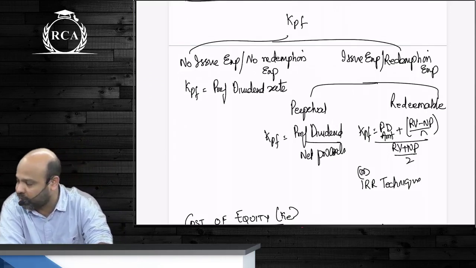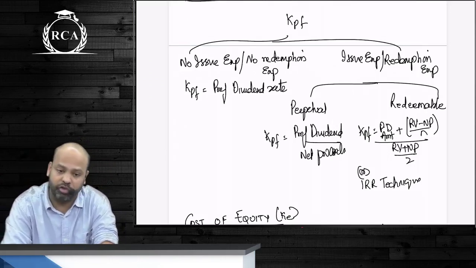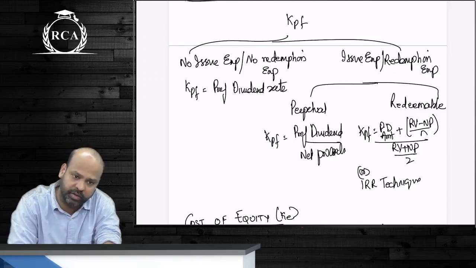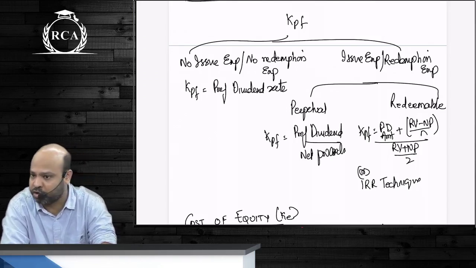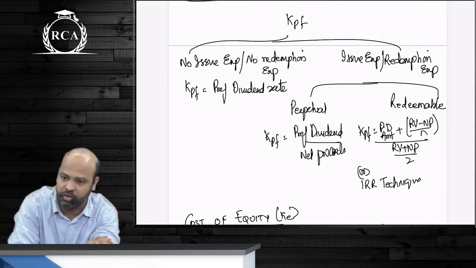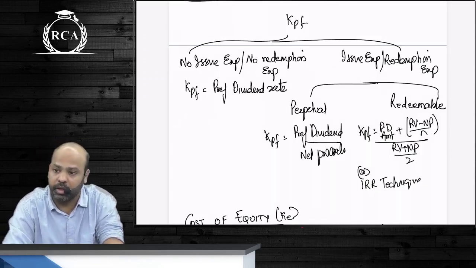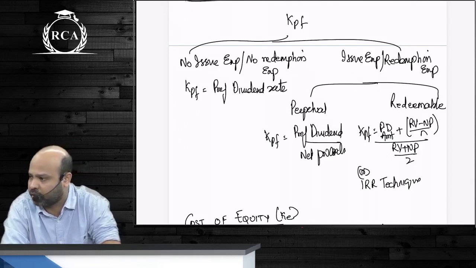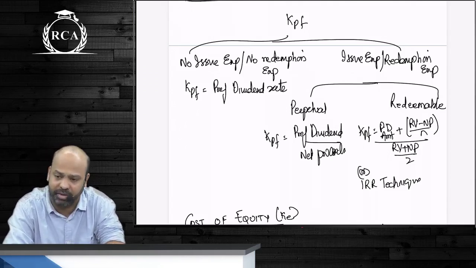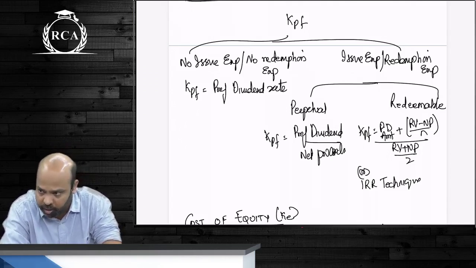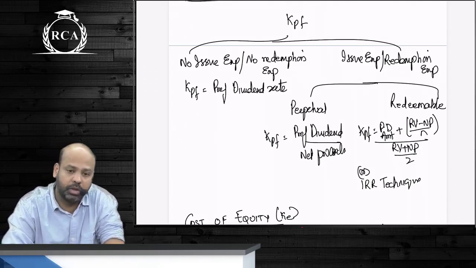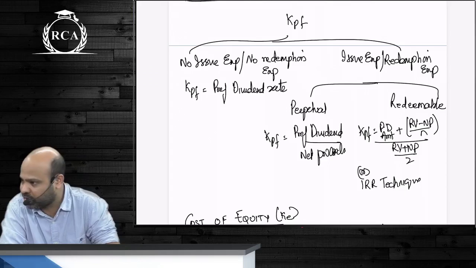If there are some details given, you will have to check whether it is a perpetual instrument or a redeemable instrument. If nothing is given, again we assume that it is a perpetual instrument. For a perpetual instrument, you write cost of preference share capital beta as preference dividend amount divided by net proceeds. For a redeemable security, guys, you will write preference dividend plus (RV minus NP) by N, whole divided by (RV plus NP) by 2. This is how you arrive at your cost of preference share capital.